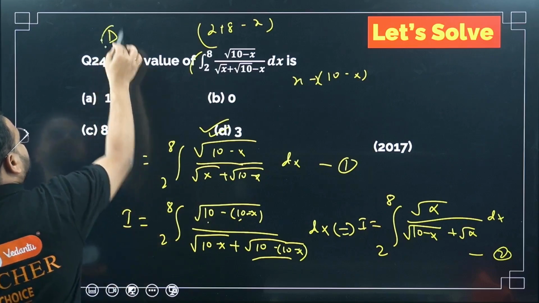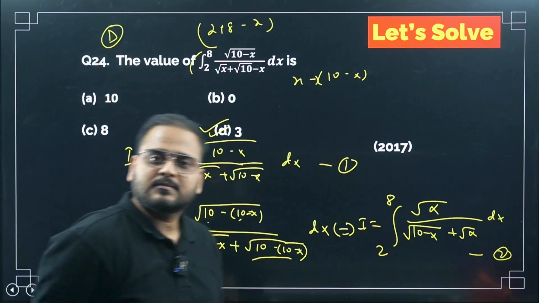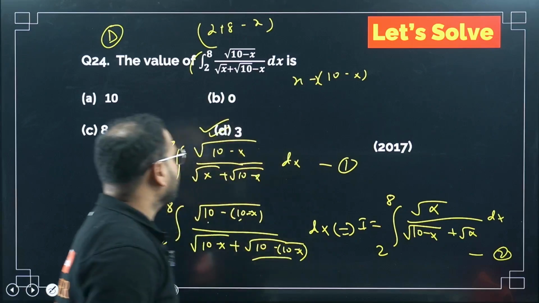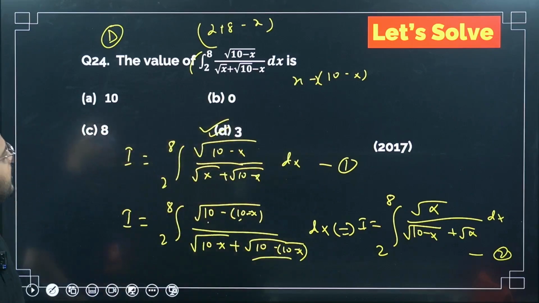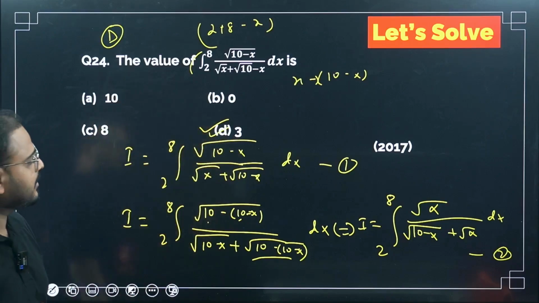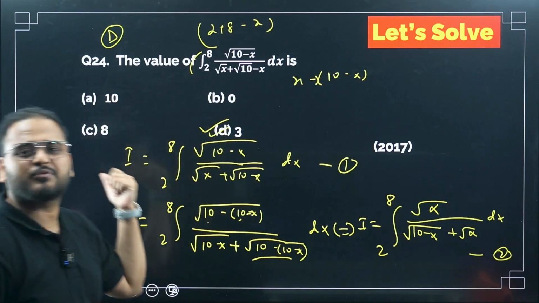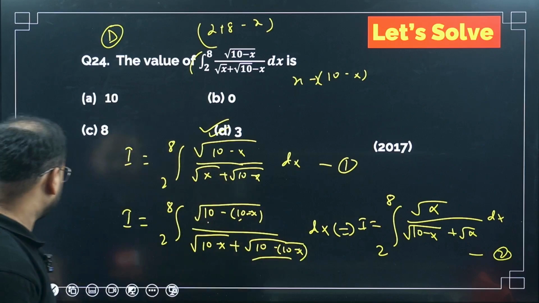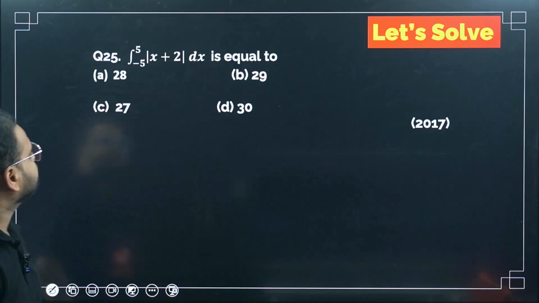Question number D. Easy. Understood? Option number D is correct. Option came as 3. Same approach as the previous question. I hope you got this also right. Moving on. Question number 25.